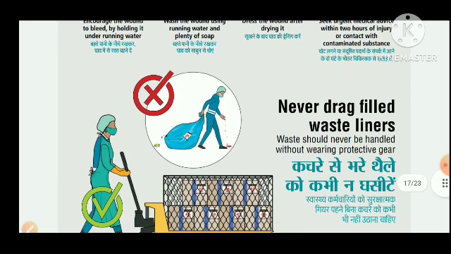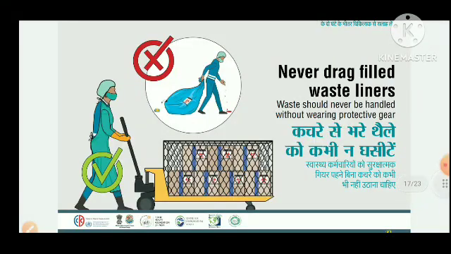Okay, never drag the filled waste liner. Never, because if we are dragging the waste bag, there may be chances that the liner will be punctured and the infectious things will be spread onto the floor. So waste should never be handled without wearing protective gear.